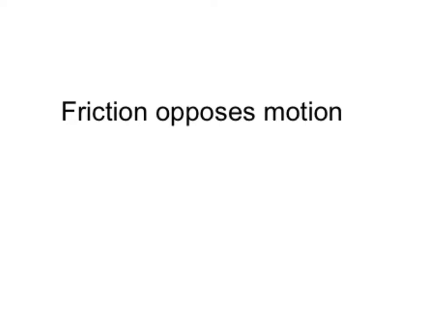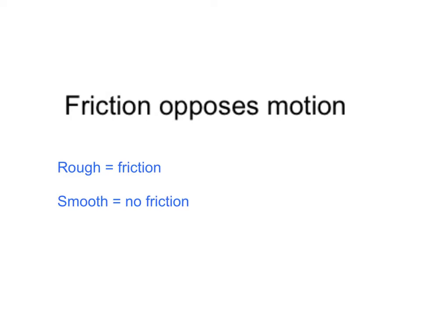Another important thing to know is that friction opposes motion. I'm sure I don't need to explain that to you. You can just think about it for a second and see why that should be true. And some more vocabulary: if a surface is described as rough, then there's friction, and if it's smooth, as we've encountered before, that means no friction.